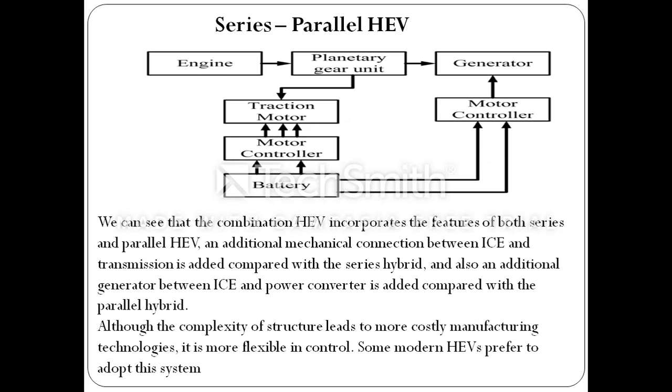Then next, series parallel HEV. The above figure shows a circuit of series parallel HEV. As we can see, this combination HEV incorporates features of both series and parallel HEV. An additional mechanical connection between ICE and transmission is added compared with the series hybrid, and also an additional generator between ICE and power converter is added compared with the parallel hybrid. Although the complexity of structure leads to more costly manufacturing technology, it is more flexible in control, so some modern HEVs prefer to adopt this system.